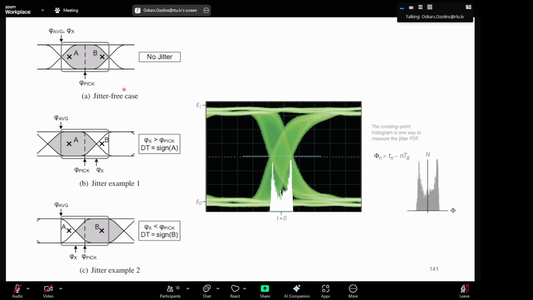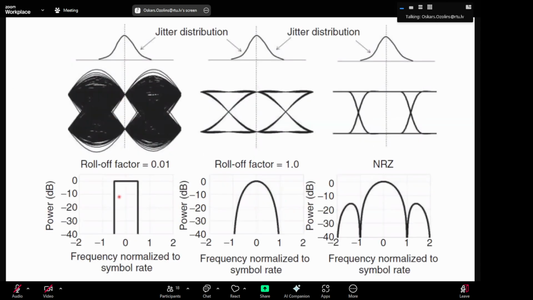So for example, this is the jitter-free case, and then you have a jitter where you have example 1 here, jitter example 2 here. So the optimum sampling instant due to jitter can shift to the left and right, and it can potentially lead to more errors in the system. I think here is a very good illustration of how the jitter impacts different systems.